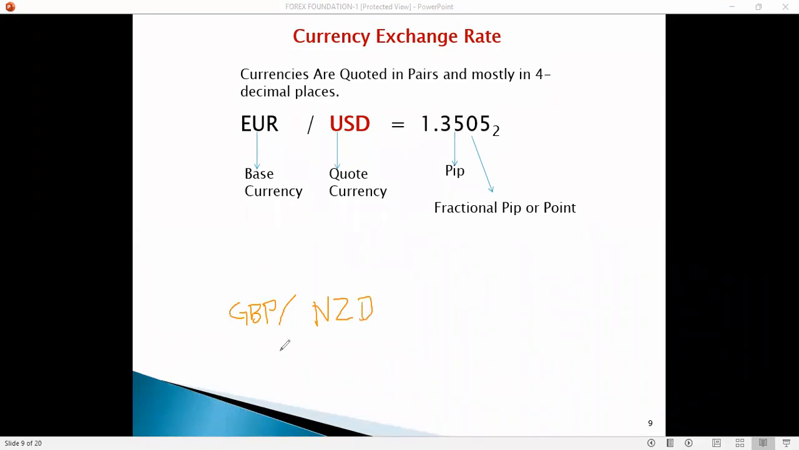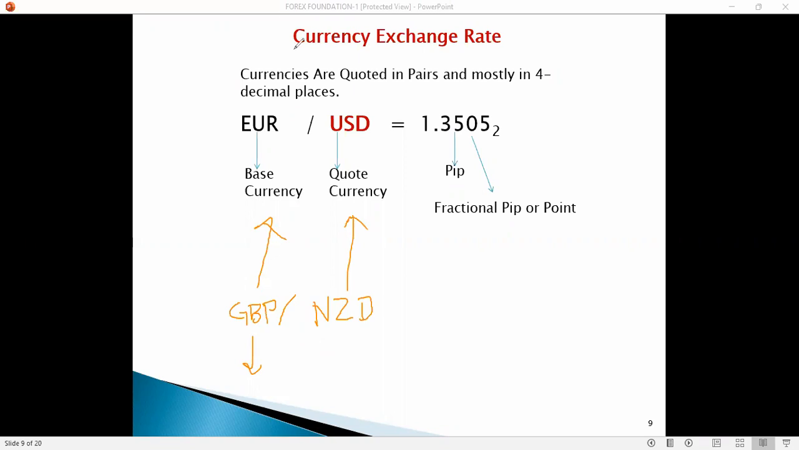Okay, so in this case, this one right here is known as the base, while this one is also known as the quote. So that is very, very important. All right. So any currency pair at all that you find yourself trading, anyone you see at the left hand side is known as the base, and anyone you find at the right hand side is known as the quote. It's as simple as that.